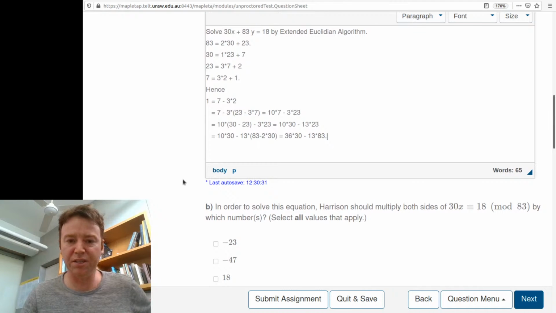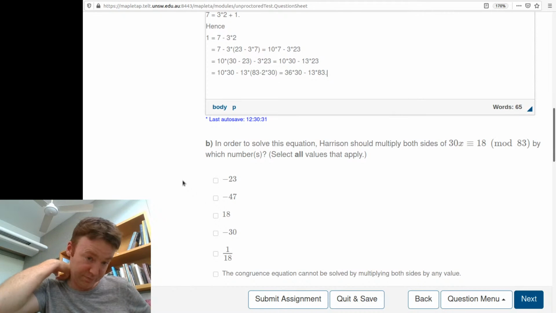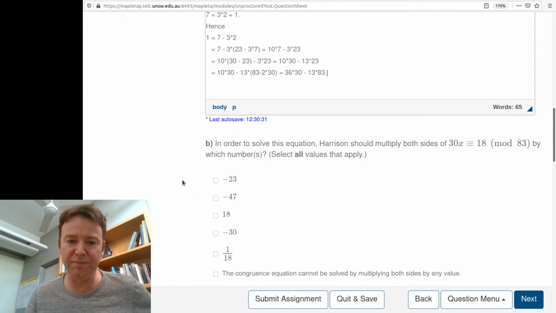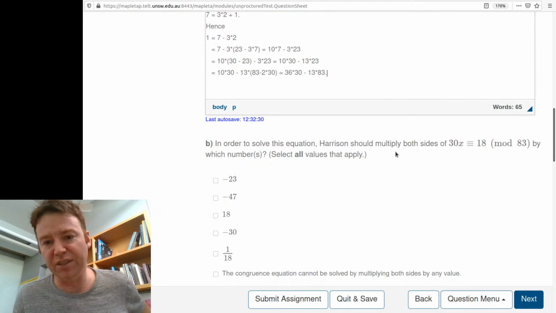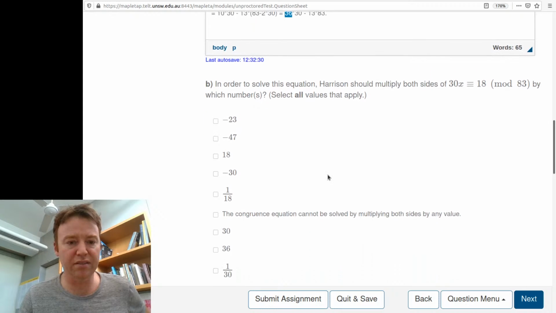Alright, in order to solve the equation, Harrison should multiply both sides by which numbers? Okay, so I'm trying to find the inverse of... it's not exactly the best worded question, but in order to have this expression as x equals something, you multiply by the inverse of 30. Which of these numbers is the inverse of 30 mod 83? Well, it's right here, 36. Oh, in mod 83 land is that? Oh, here we go, 36.